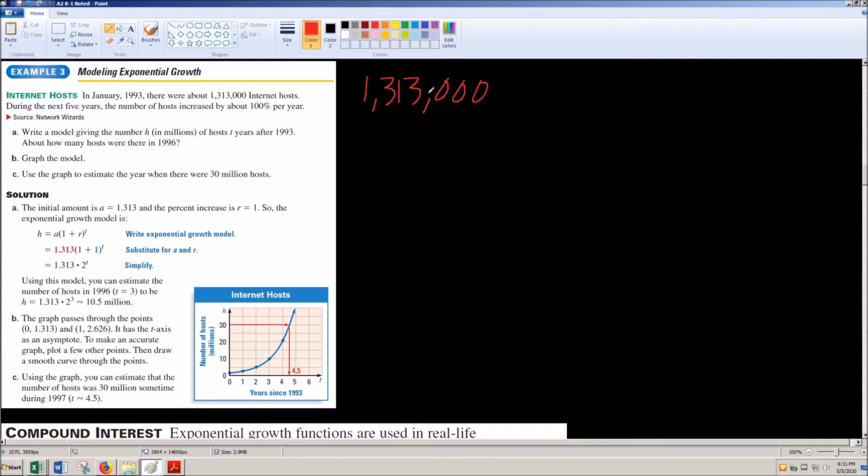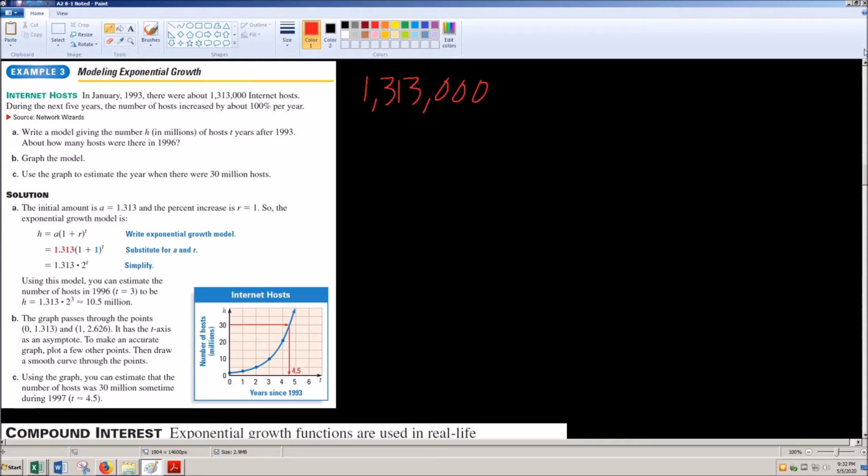All right, so that's the number of internet hosts in 93. So, just over 1 million. So when we're looking at these things, we're saying the rate increased by about 100% per year.